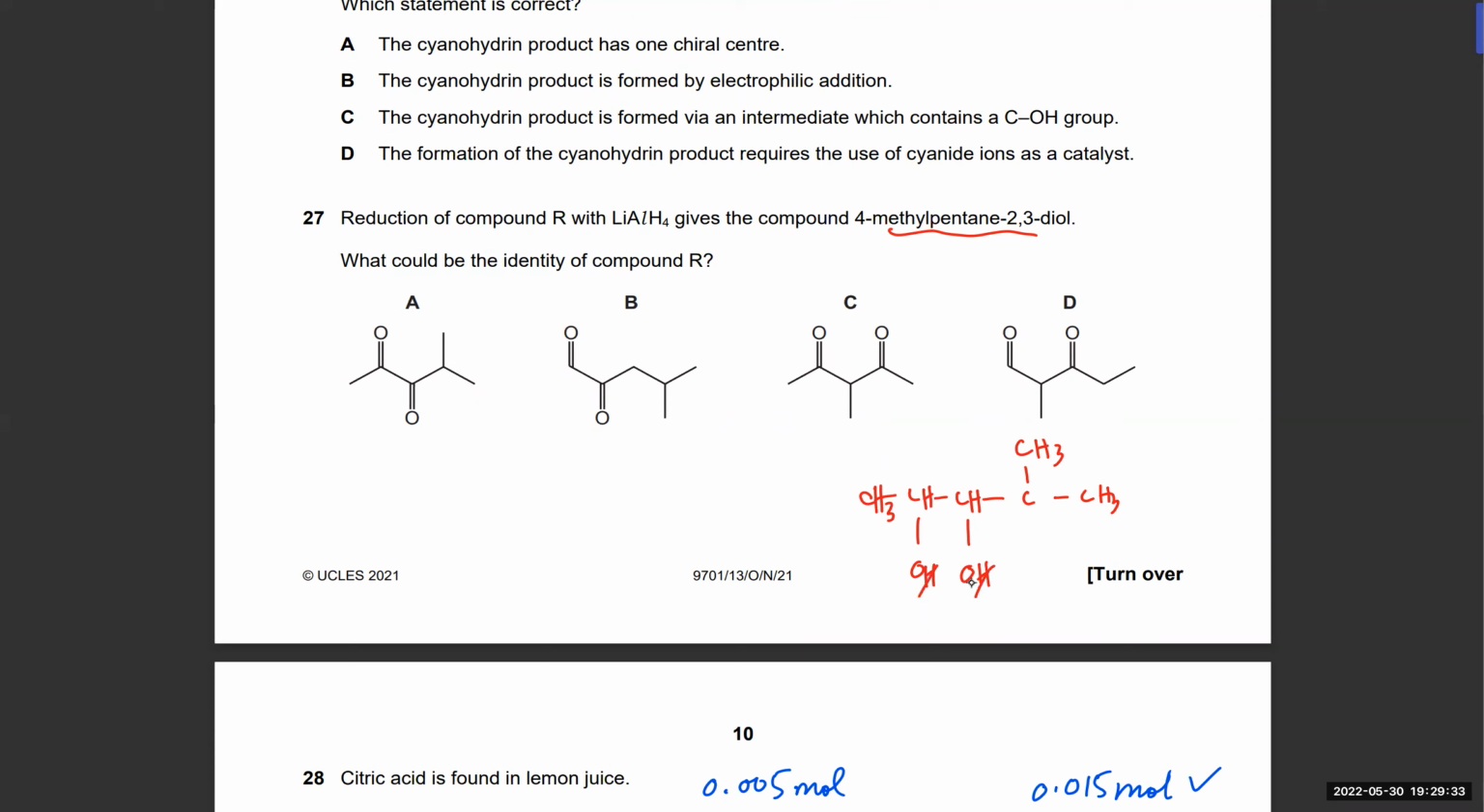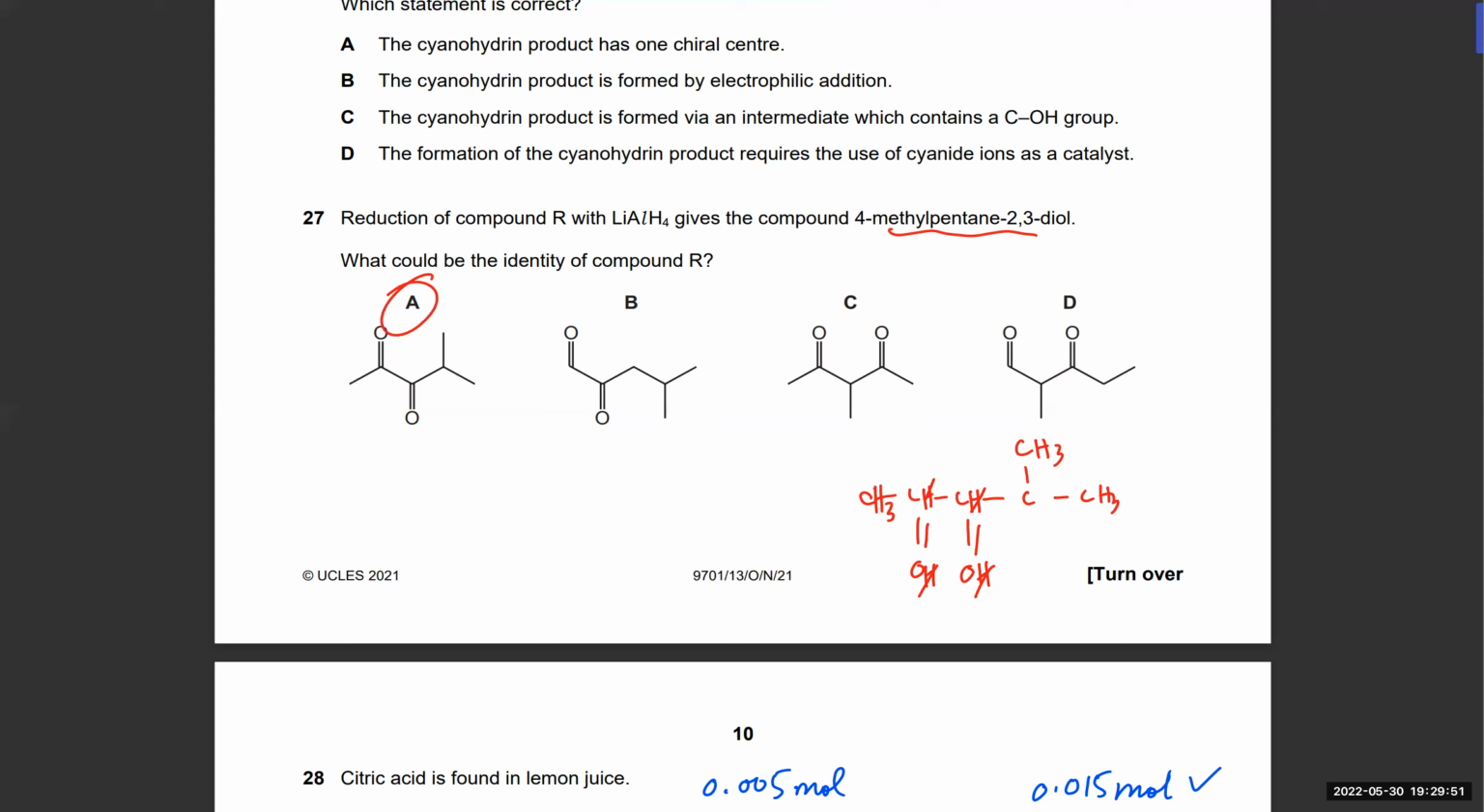So I'm going to get rid of the H, put a double bond there. They would actually be ketones. So if they are ketones, which one is the correct option? A. This is A, right? So it's A.